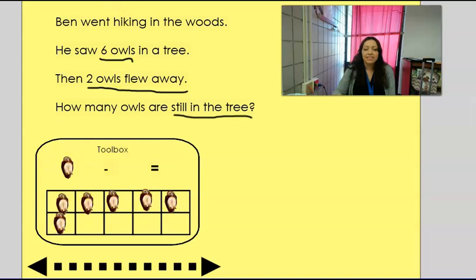Okay, and then it said 2 flew away. So they are gone. So we need to take away 1, 2. And so how many was I left with? 4. Very good. So how could I write that into a number sentence? I had 6. I took away how many? I took away 2. And that means that it was equal to 4. Very good. All right, we're going to try our next one.